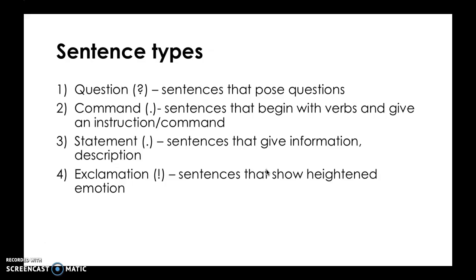And then finally, you have exclamations down there. These are sentences that show heightened emotions. These are also sentences that can prove really useful in creative writing, because it tells the audience that they need to feel a particular way about it, that it is something that is worth using an exclamation mark, something that does have that heightened emotion, which can then be transferred across to the reader through including it within your writing.